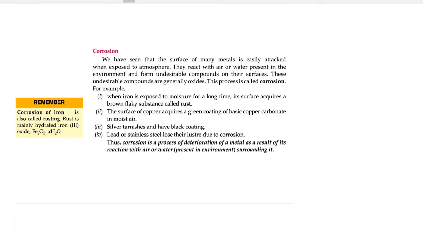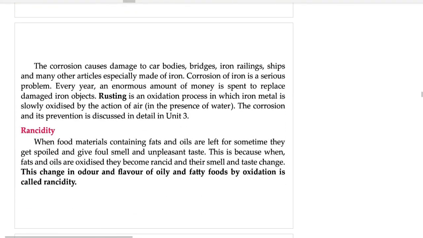Lead or stainless steel become dull due to corrosion. Aluminum also gets corroded, but there is a very hard and impervious layer of aluminum oxide on the surface of aluminum. So it just becomes dull. It doesn't stay shiny. So corrosion is a process of deterioration of a metal as a result of its reaction with air or water present in the environment surrounding it. Right? We are going to learn about rusting or corrosion and the methods of preventing it in chapter number 3, metals and non-metals.